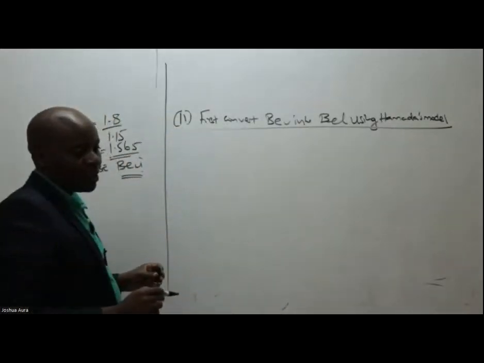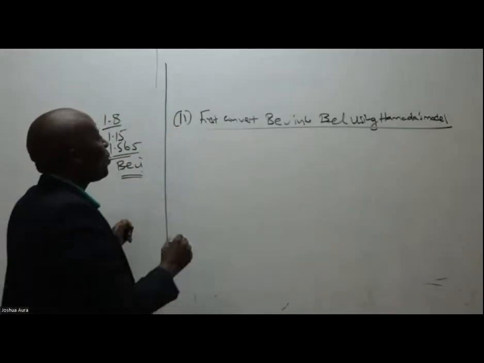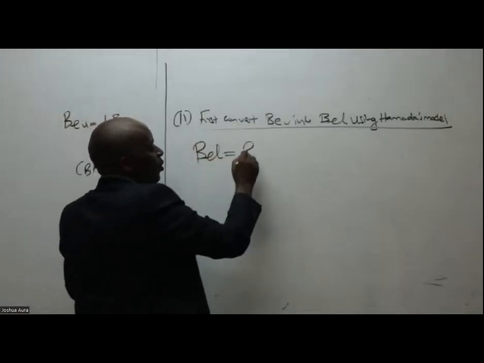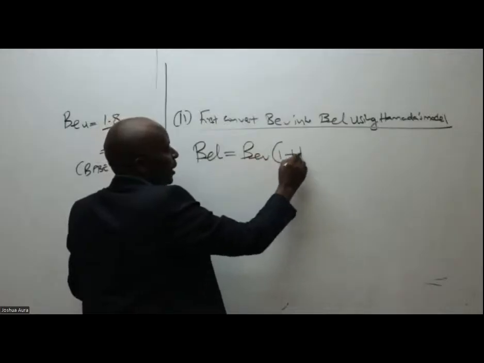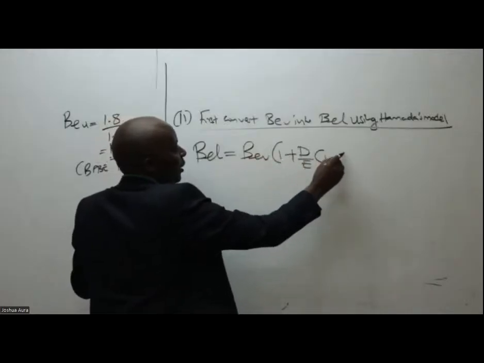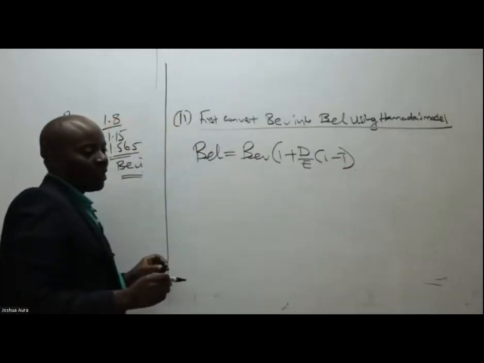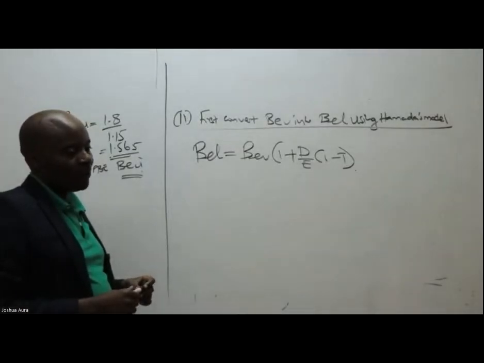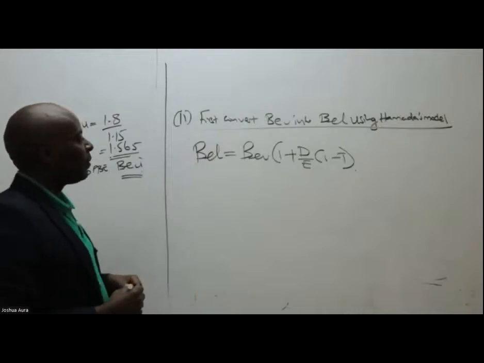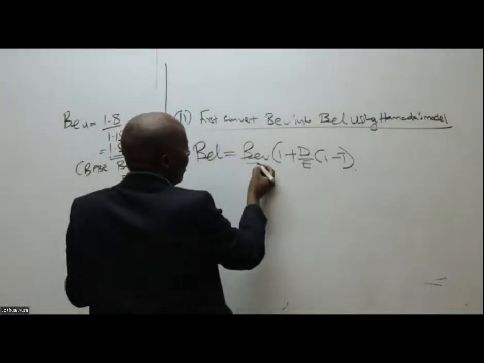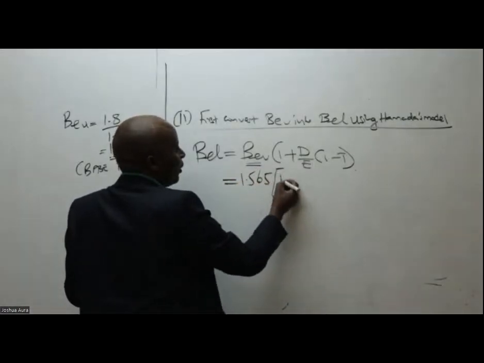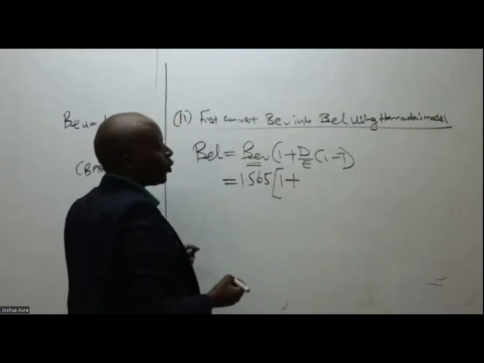Using Hamada's model, we know the formula: BEL equals BEU into 1 plus debt over equity, into 1 minus taxation. So then, gentlemen, remember, I have this BEU. BEU is 1.565, into 1 plus debt to equity.